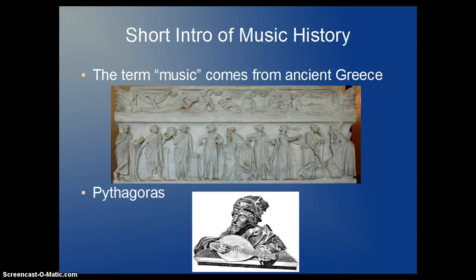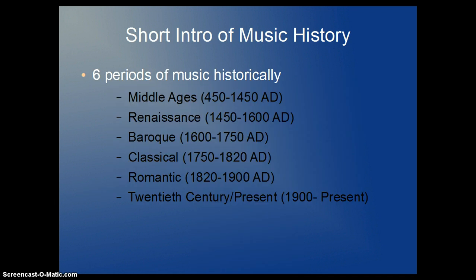And I wanted to give a short, brief intro of music history. The term music comes from ancient Greece. There were 9 muses who represented the arts and science. Historically, music was first documented around 500 BC, where Pythagoras, the philosopher, began experimenting with acoustics while he plucked away at strings and relayed how math formed those tones.